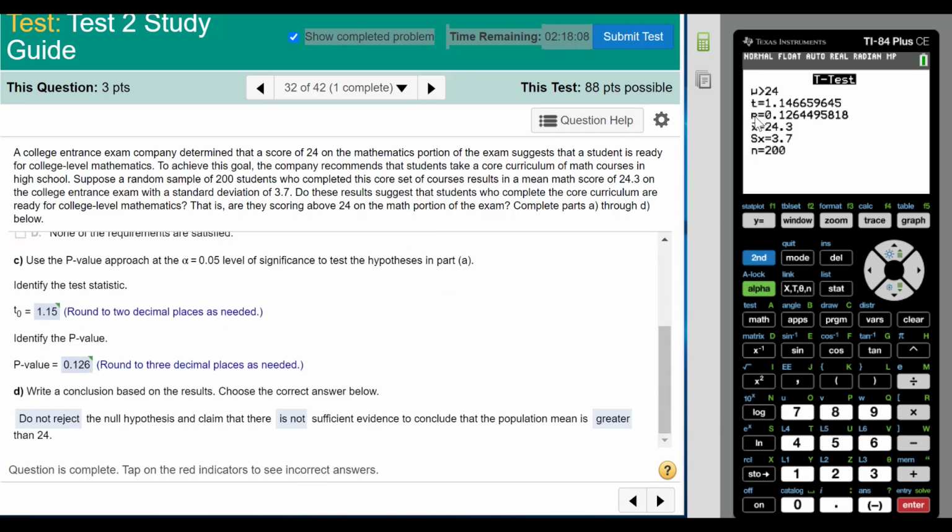So t is 1.146. If you round it to 2 decimals, it will be 1.15. And look at the p-value, guys. It's 0.126. It matches right here. This is bigger than alpha. We fail to reject the null hypothesis, and we say there is not enough evidence to support the claim.